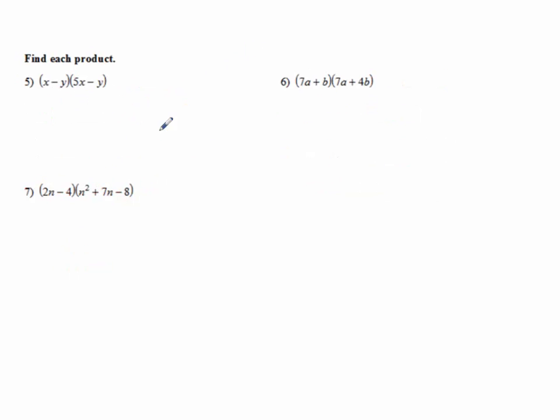Find each product means on these first two to FOIL. So x times 5x gives us 5x squared, because when we multiply, we add our exponents together. X times negative y is negative xy. Negative y times 5x is negative 5xy. And then negative y times negative y is plus y squared.